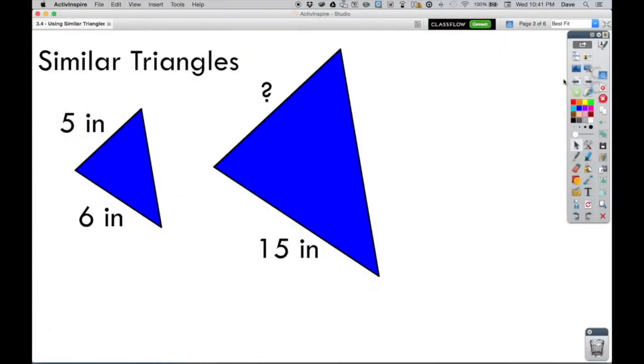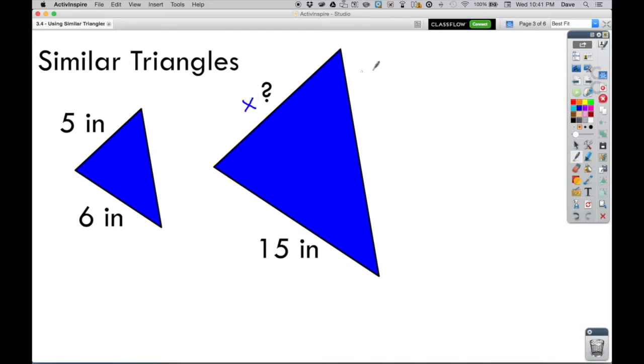Now, here's how we do it. Let's assume we've already been told that these two triangles are similar. What we want to do is turn the corresponding sides into ratios. So here, I'm missing one measurement of a side. Here I've got 15 inches, and in the other figure I've got 5 and 6 inches. So what we want to do is match those up. For our missing one, let's call it x.